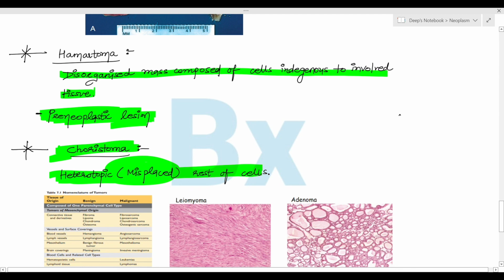Okay, so now we have learned about many things like definition of neoplasm, nomenclature, benign, then malignant. We have seen the different examples of benign tumor and malignant tumor. We have seen the hamartoma and choristoma.